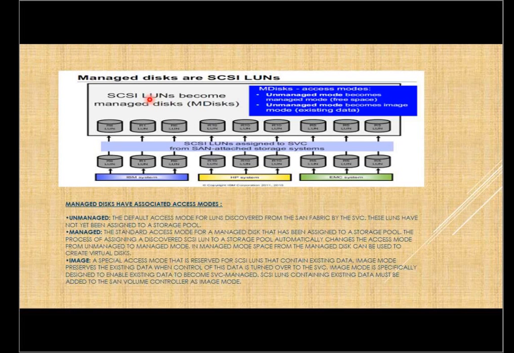So now let us talk about the different states of the MDisk. The way we have different states of the drives, we also have different states of the MDisk. So one state is unmanaged state. An MDisk will be in an unmanaged state if it is not part of any storage pool. As we discussed before, we combine multiple MDisks together and create a storage pool. So if an MDisk is not part of a storage pool, the state of that disk will be unmanaged.